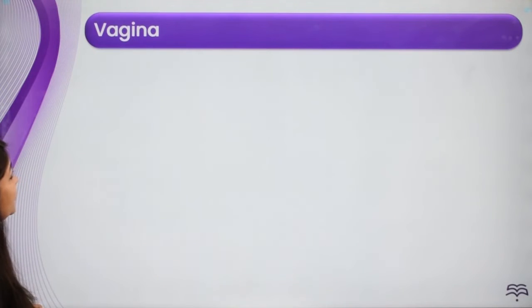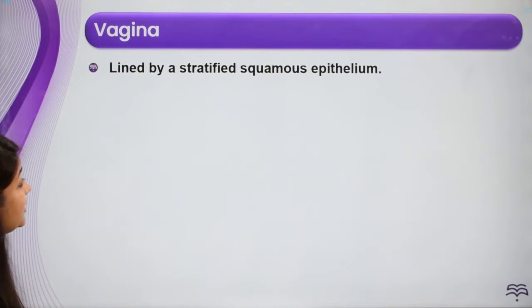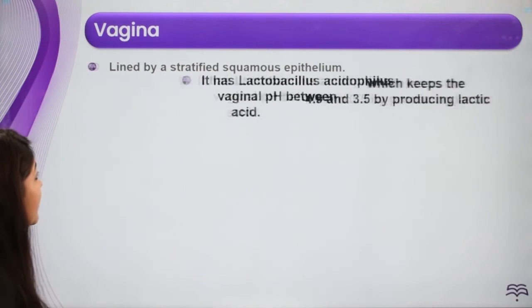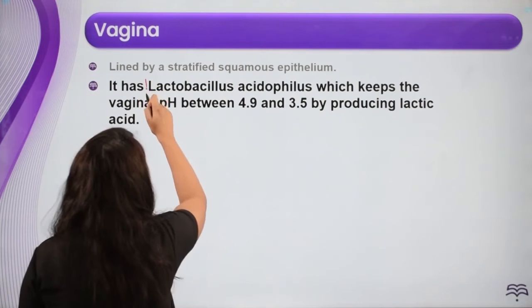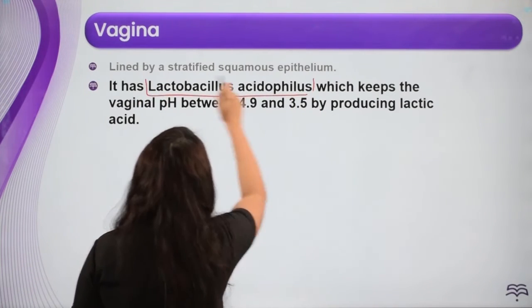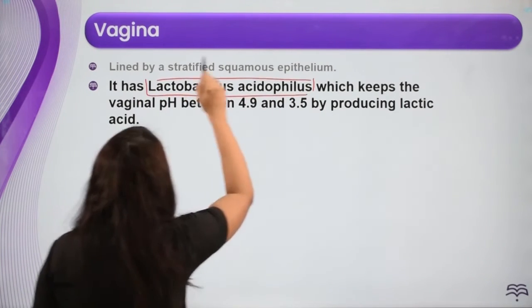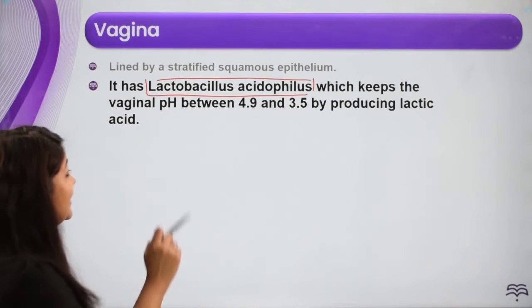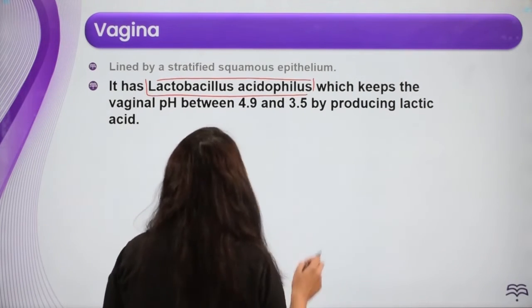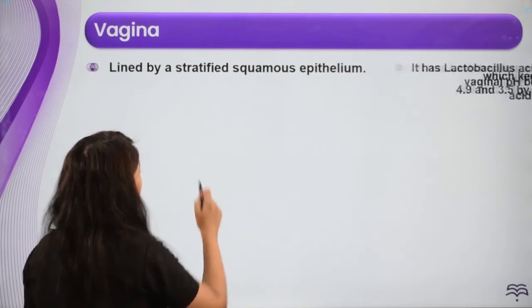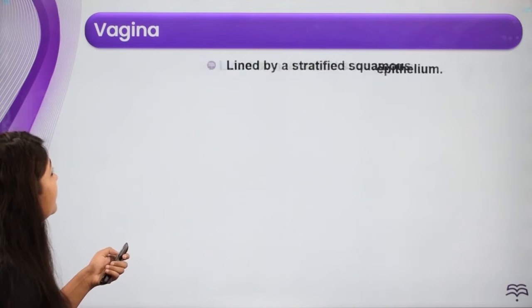Now, next is vagina. This is lined by stratified squamous epithelium and it has lactobacillus acidophilus. ठीक है, बैक्टीरिया का नाम है जो याद रखना है. It has lactobacillus acidophilus which keeps the vaginal pH between 4.9.